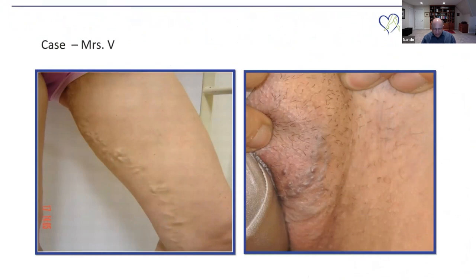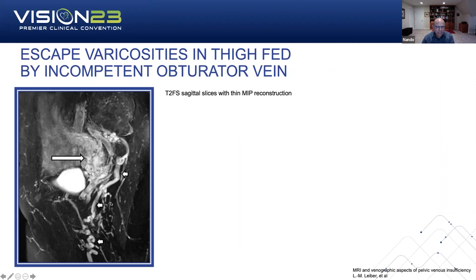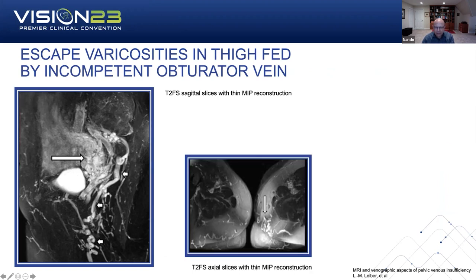This is another case of this woman with varices in the medial aspect of her left leg that arise high in the perineum. There's associated pelvic labial varices, excuse me. This is another case where the sagittal MR image demonstrates a tangle of abnormal pelvic varicosities leading to a large draining vein that runs down to the varicosity seen in the medial aspect of the leg.